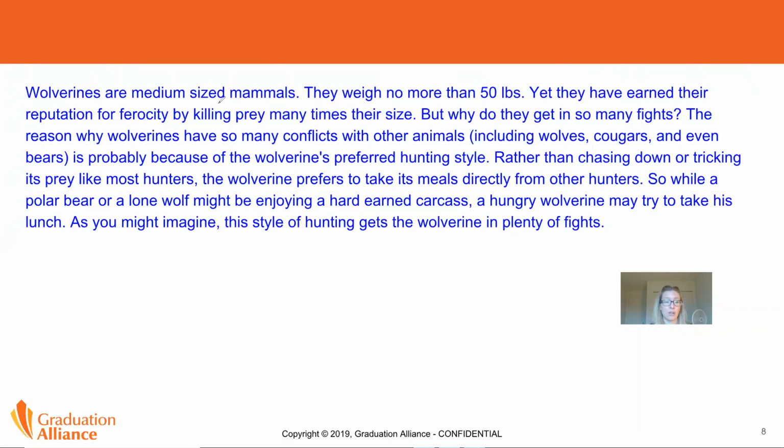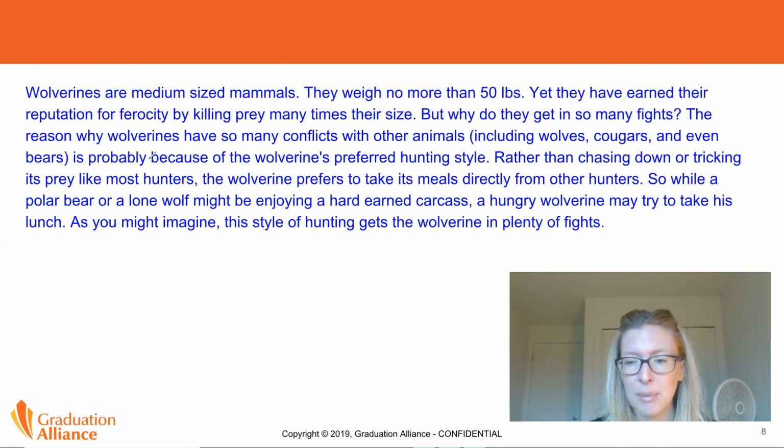Rather than chasing down or tricking its prey like most hunters, the wolverine prefers to take its meals directly from other hunters. So while a polar bear or a lone wolf might be enjoying a hard-earned carcass, a hungry wolverine may try to take his lunch. As you might imagine, this style of hunting gets the wolverine in plenty of fights.